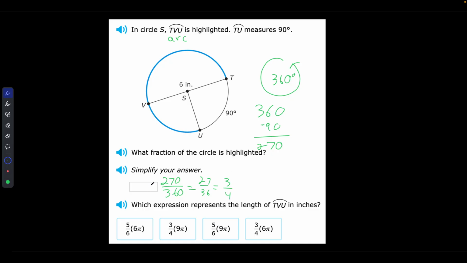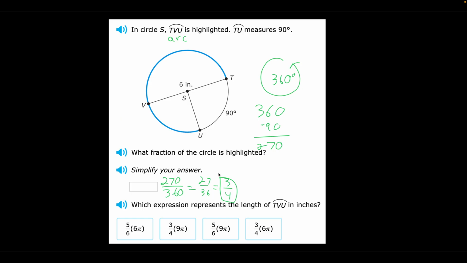So that's part one. Part two says, which expression represents the length of the major arc TVU, in inches? So the length of TVU is the outside of the circle. We're talking about the circumference of the circle, but not the whole circumference. We only want 3/4 of the circumference. I'm going to say that sentence again. We only want the blue part of the circumference, which is 3/4 of the whole circle, right? We just found that in part one.